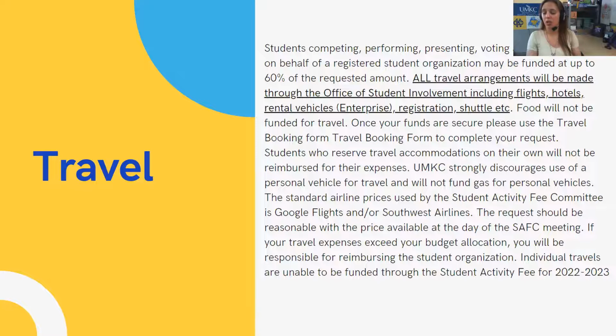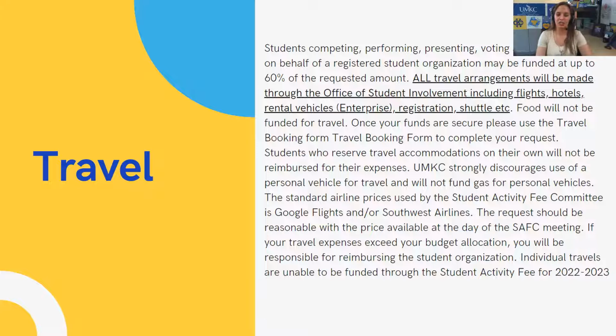Travel is an opportunity that all registered student organizations are able to do, and we definitely want them to think about travel as it pertains to professional development and opportunities to enhance the university's status and name. One thing to note is that all travel has to be done through our Office of Student Involvement, which includes flights, hotels, transportation, conference registrations, shuttles, etc. So please be sure to encourage your student orgs, if they are traveling, not to do any of the booking on their own. They will have to contact our Office of Student Involvement.